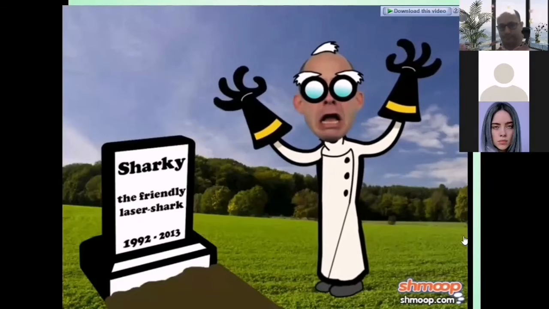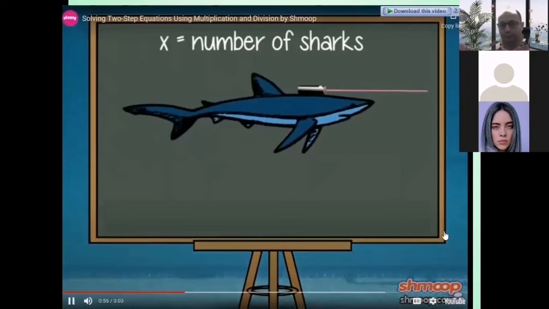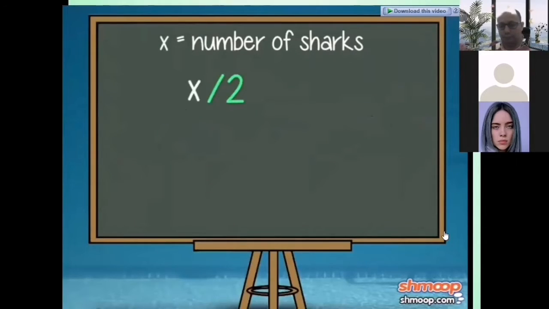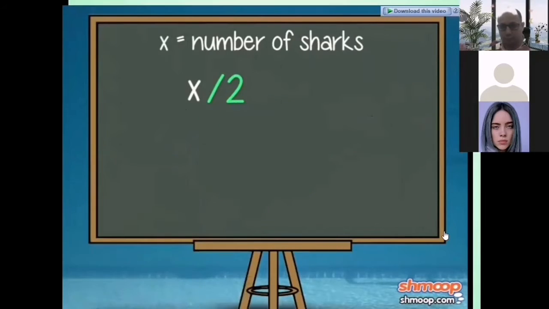Sharky, no! As always, we'd like to have a formula to help us solve the problem. So, we first need to determine the variable. Because we're trying to figure out the original number of sharks, we're going to substitute that value with x. In the beginning, there were x number of sharks, then half were eaten by flesh-eating bacteria. We'll write that as x over 2. Guess someone should have washed their hands a little better, huh? What doesn't kill them makes them better laser sharks, Master. Then Bill ate 3 of the sharks, so we'll subtract 3. We know there was only 1 shark left, so we can put 1 to the right of the equal sign.